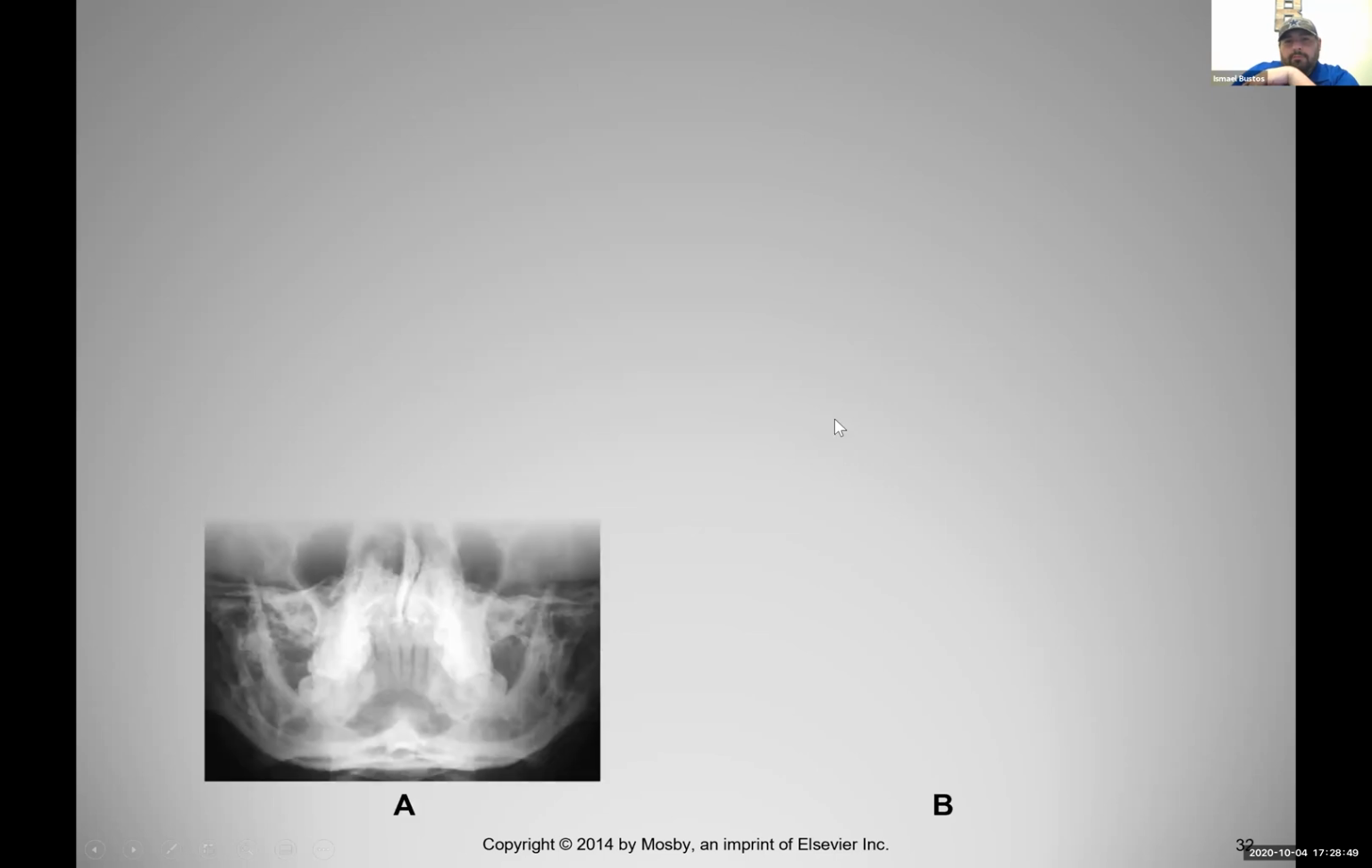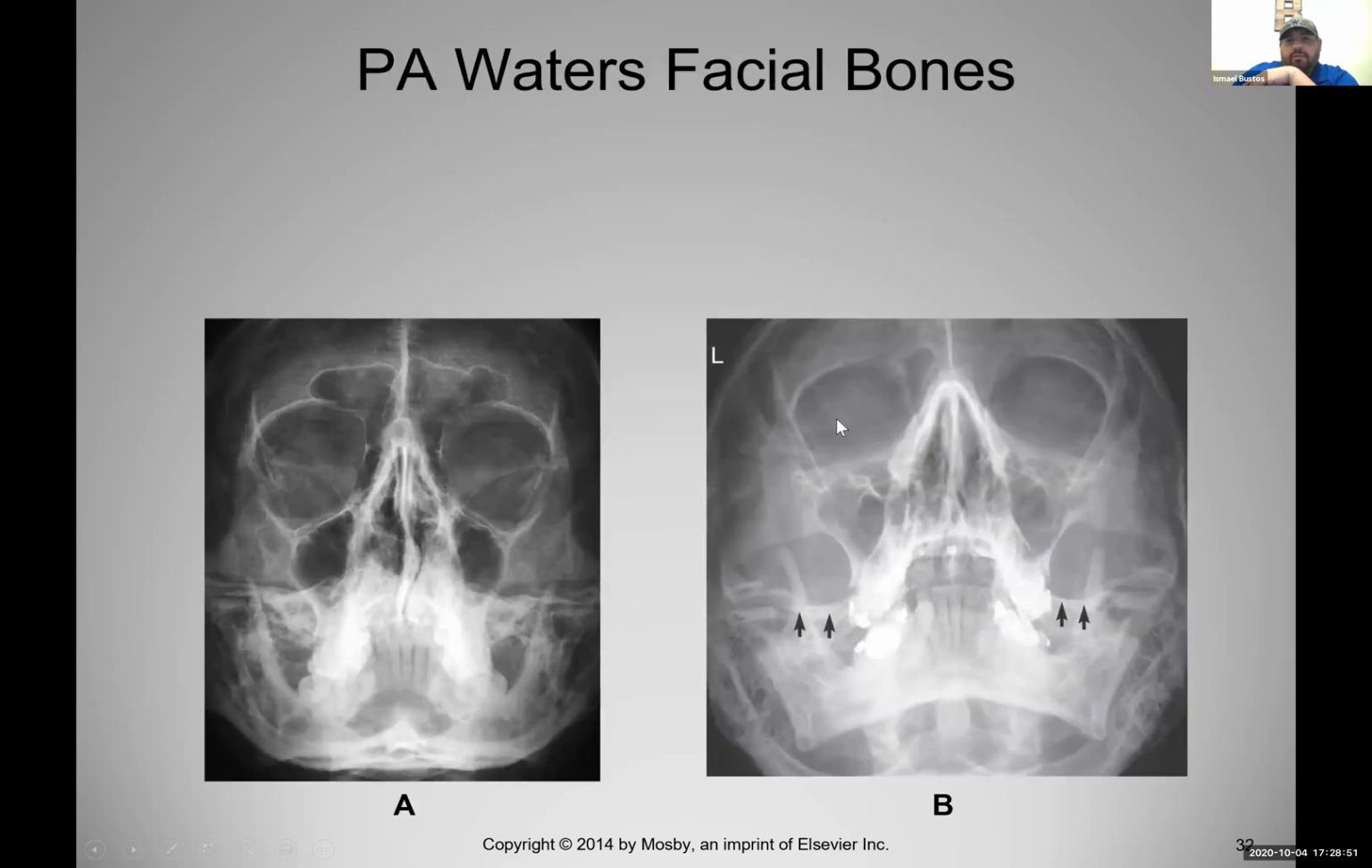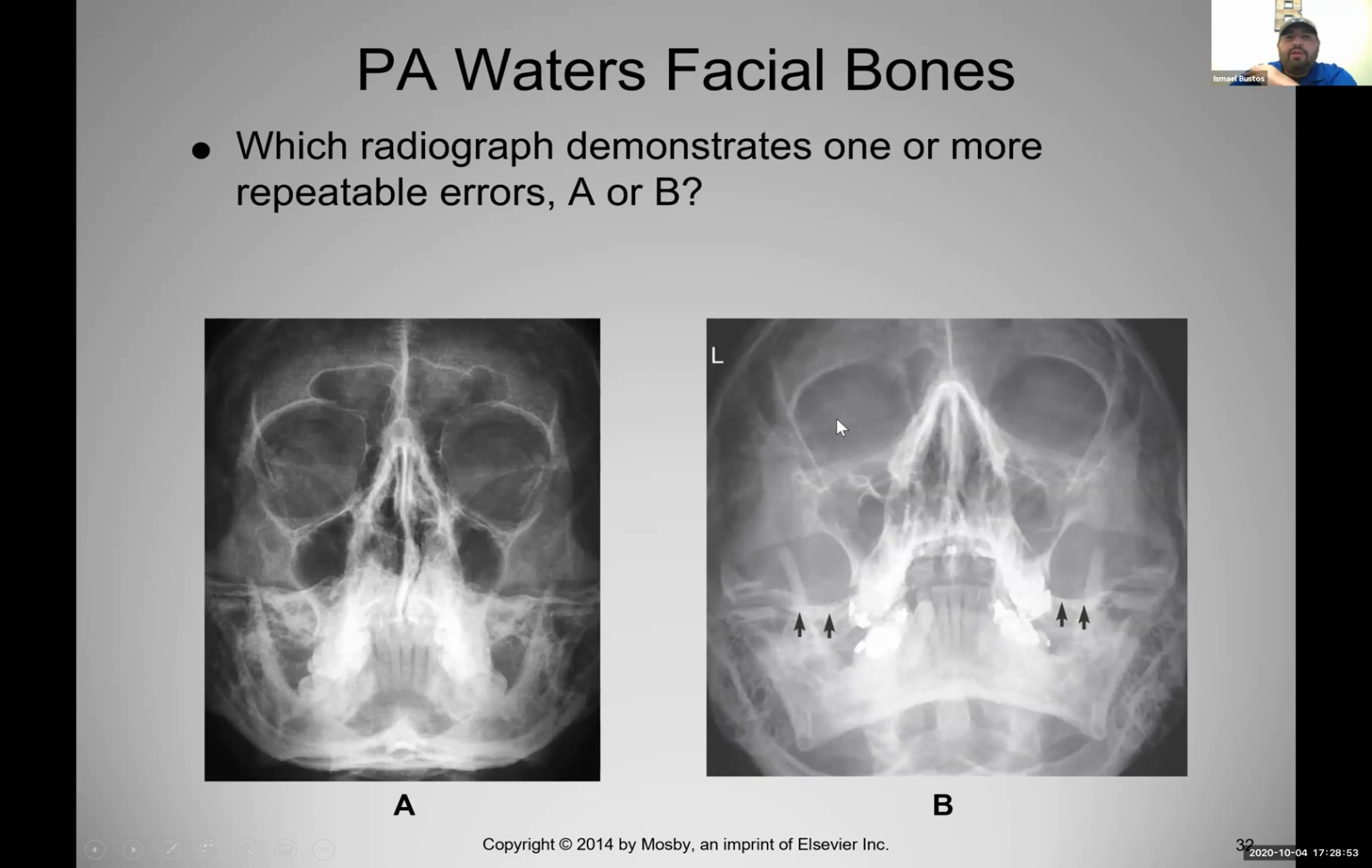All right, so let's look at these two radiographs. Which radiograph demonstrates one or more repeatable errors, A or B? And this is supposed to be a Waters. Give you a little bit of time. All right, in 3, 2, 1. What did you say? It is A, right? So A is the bad one. So A right there, that's the bad one. Okay, now, don't worry, we're going to go over another question.